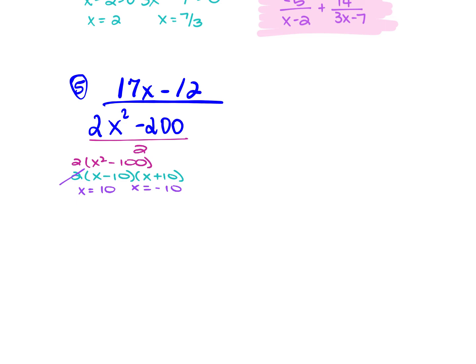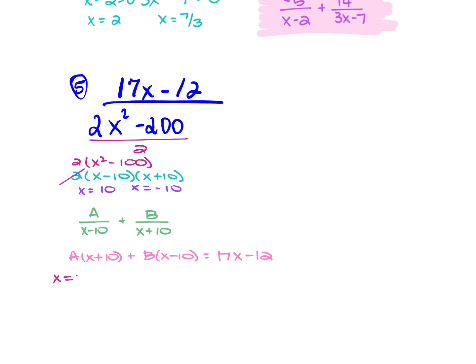How many parts did you have when your denominator factored that involved an x? 2. So you're just going to work with a over x minus 10 plus b over x plus 10. We would multiply your a by x plus 10 and your b by x minus 10, and then set it equal to your numerator, which is 17x minus 12. From here, you need to use what you found for x in order to solve for a and b. We said that x is 10, x is negative 10.